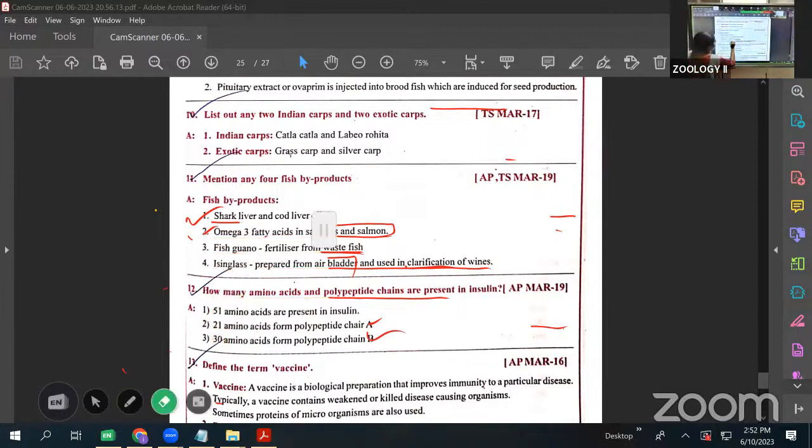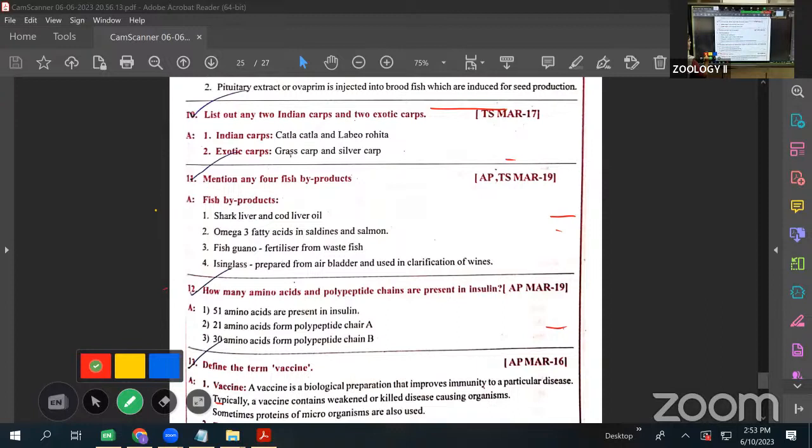Next, define vaccine. A vaccine is a biological preparation. In the SAQ we discuss that it is mainly a biological preparation that improves the immunity to a particular disease. For particular diseases, they give immunity. Vaccines contain weakened and killed organisms, and sometimes they also contain toxins. This one is about vaccines.